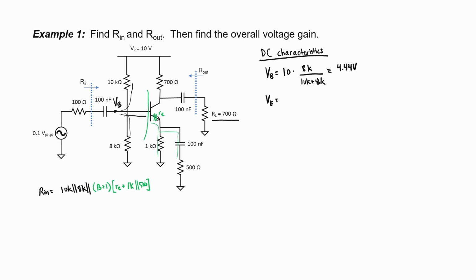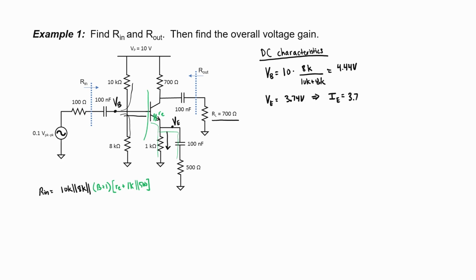The voltage at the emitter should be around 0.7 volts below the base voltage. That's 3.74 volts here. This allows me to find my emitter current, I sub E, which is all going to flow through the 1 kilo ohm resistor. None of it's going to go through this branch here on the right because the 100 nanofarad capacitor will block it. We're doing a DC analysis, remember?